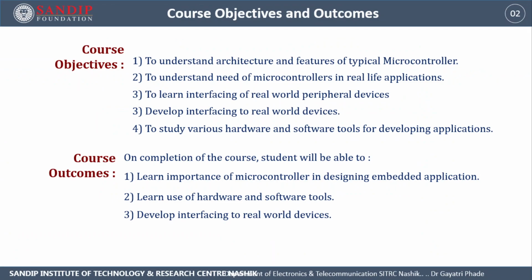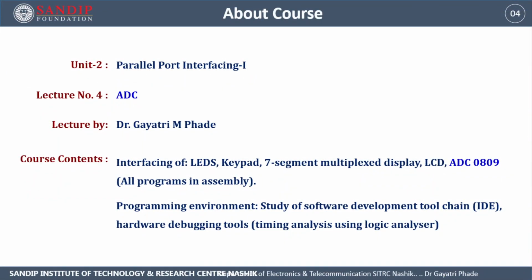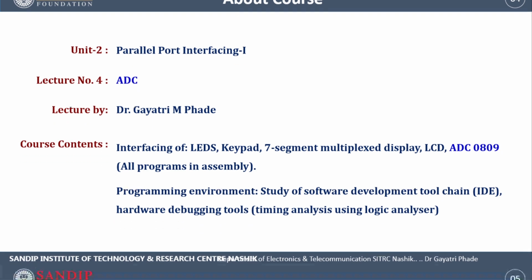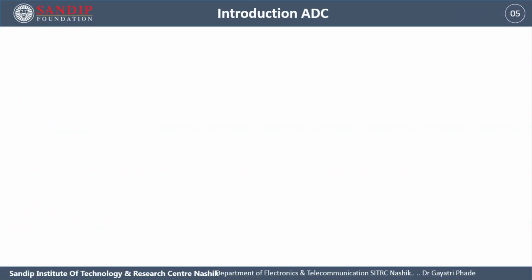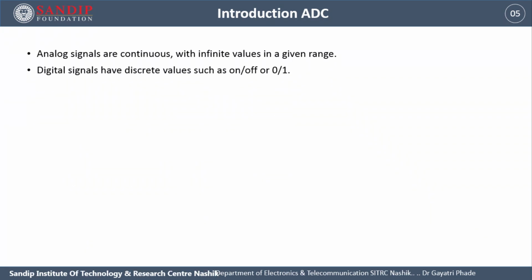Remember the course objectives. Understand the principles of interfacing, and today we are going to see ADC. ADC is analog to digital converter. Analog signals are continuous with infinite values in a given range. Digital signals have discrete values such as on, off or 0 and 1.